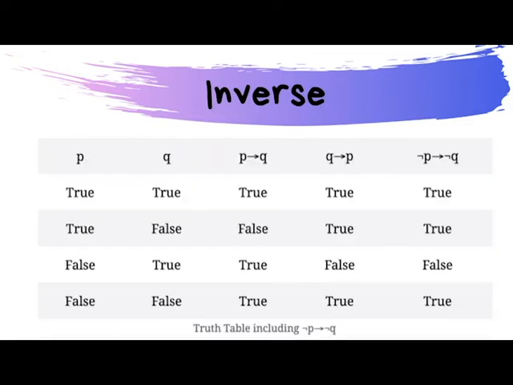Here is a truth table that includes the inverse in addition to the original statement and converse. As you can see, the truth values in the columns for the converse and the inverse match exactly. This is because they are logically equivalent. If the converse of a statement is true, the inverse of a statement is true. The same can be said if one of them is false. As you move on in mathematics, this fact may be useful when doing proofs.